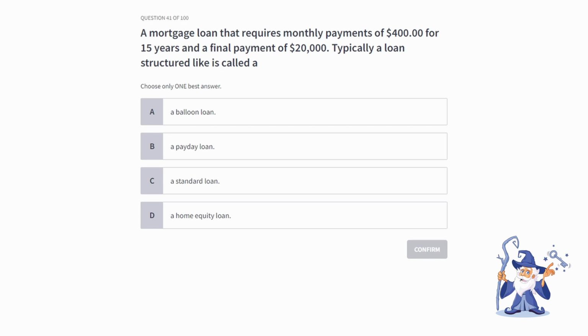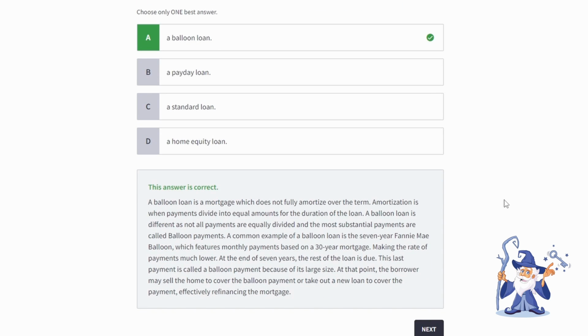Okay, so when you see this monthly payment thing and then a final payment, you want to think of a balloon loan, which is our answer. So a balloon loan is a mortgage which does not fully amortize over the term. So amortization is when the payments divide into equal amounts for the duration of the loan. A balloon loan is different, as not all payments are equally divided, and the most substantial payments are called balloon payments. A common example of a balloon loan is the 7-year Fannie Mae balloon, which features monthly payments based on a 30-year mortgage, making the rate payments much lower.